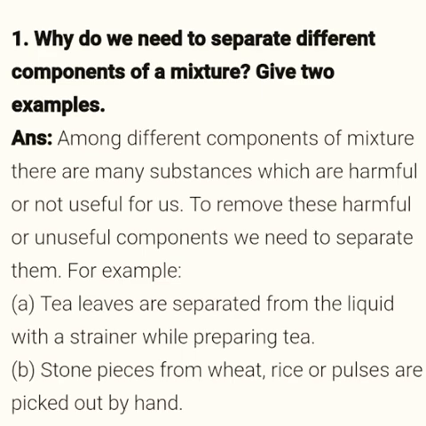Among the different components of a mixture, there are many substances which are harmful or not useful for us. To remove these harmful or useless components, we need to separate them. For example, tea leaves are separated from the liquid with a strainer while preparing tea. Stone pieces from wheat, rice or pulses are picked out by hand.